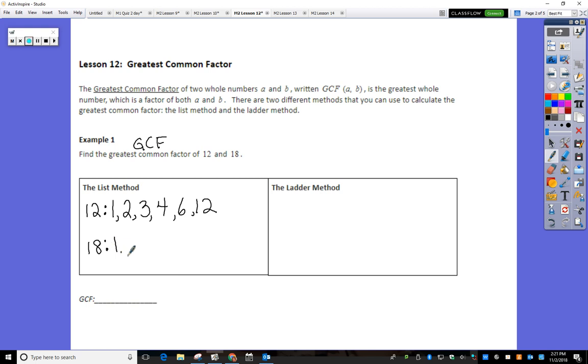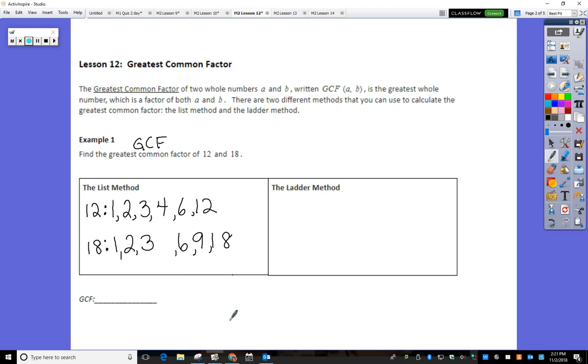Moving on, let's look at 18. So 1 and 18 are the first numbers on the list. It is even, so 2 goes on the list. 2 times 9 is 18. 3 is the next number I'm going to try, and it can go into 18. 3 times 6. If I look at the next number on my list, it would be 4. 4 does not equally go into 18. 5 does not equally go into 18. The next number I would try is 6, but it's already on the list, so this would be a complete list. So these are the factors for both of these numbers.